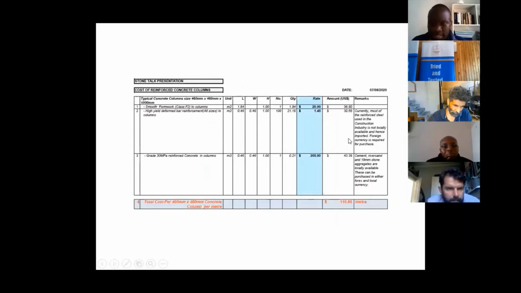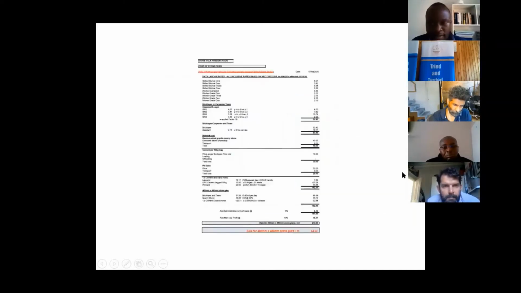I had a discussion with the quantity surveyor, and he was saying that, in general, if you have a 460 by 460 millimeter concrete column, per meter run, that would come up to about $110.86 per meter rise of that column. That's US dollars. Then when we had a look at using a stone equivalent, his estimate came up to about $44.62. And that's just about half or less than half of what the equivalent cost in concrete would be.